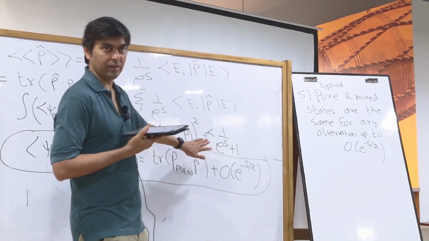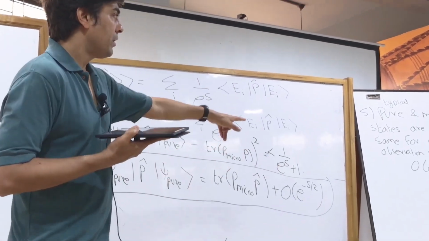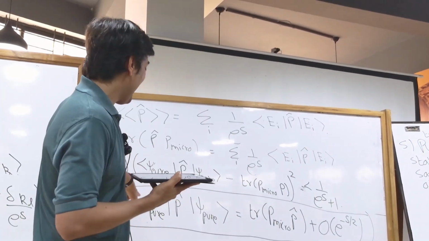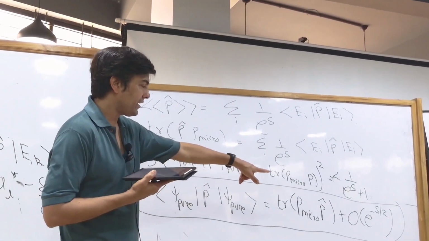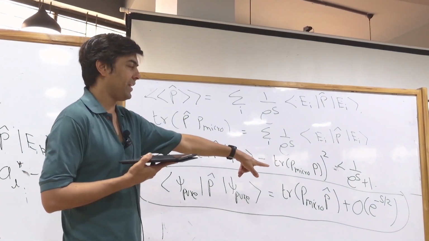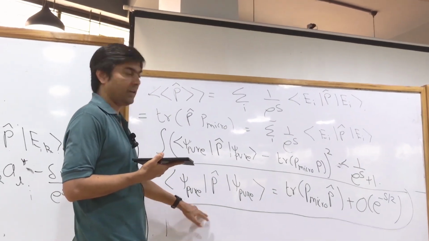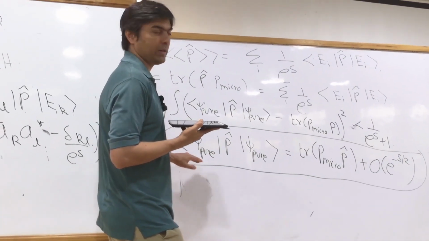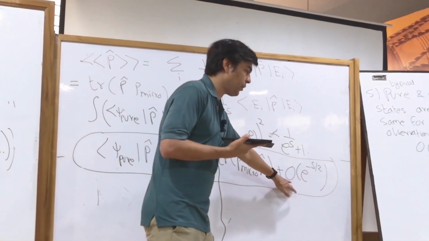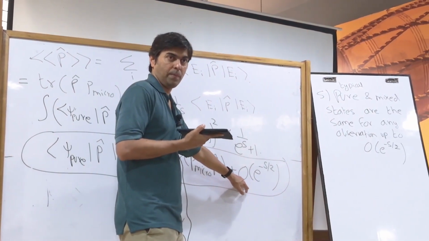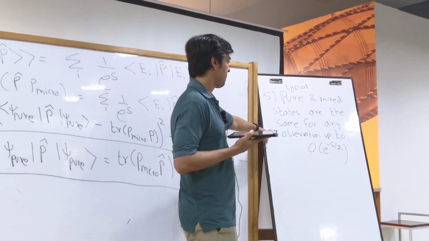This is the exact result, yeah. Because you see, the typical deviation of a pure state and a mixed state is very small when you have a system which is very large, right? From this equation, the typical difference between this expectation value and this expectation value is very small. It's suppressed by e to the minus S by 2. That's how you concluded this.